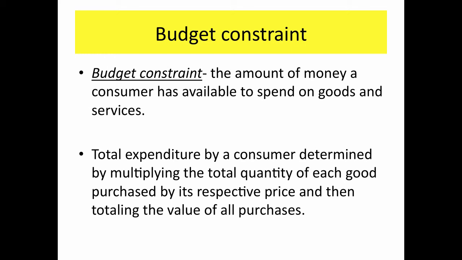And that's where this thing called a budget constraint comes in. A budget constraint is simply the amount of money that the consumer has available to spend on different goods and services. It's very much like an isocost line, but it's treated in a subtly different way. Now, to get at a budget constraint, recognize that total expenditure by a consumer is determined by multiplying the quantity of each good that you buy by that good's price, and then totaling the value of those purchases.